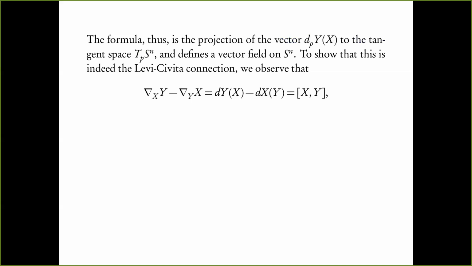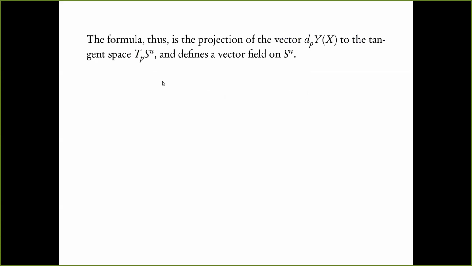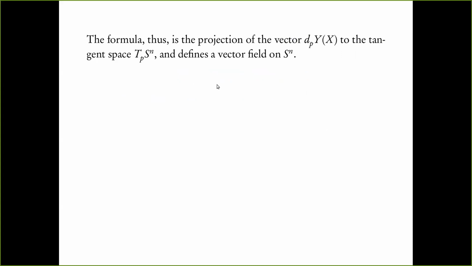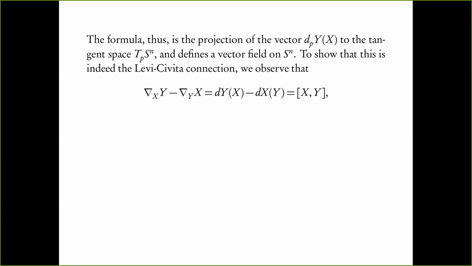So now it's routine. You have to show that it's torsion free. But why is it torsion free? Well, when you take nabla xy minus nabla yx, this term is symmetric, so this cancels. What you're left with is dyx minus dxy, but that is torsion free because this comes from the Levi-Civita connection on Rn plus 1. So this is true.